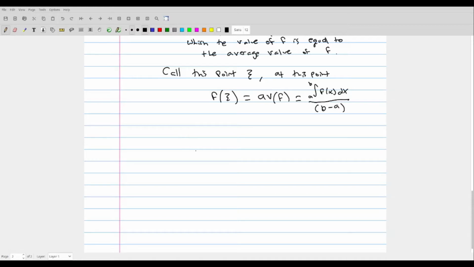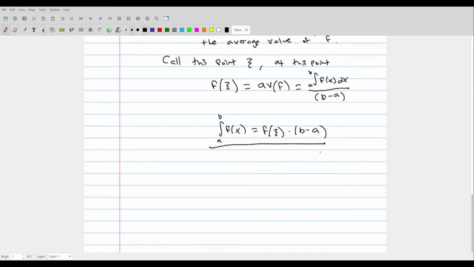We can rewrite this a little bit by saying this is the same equation as saying that at this point, the integral of the function from a to b is equal to f of xi, which is that special point, times b minus a. And so this is guaranteed for us that there exists some point xi that satisfies this equation. Going through and solving for xi sometimes is a tricky procedure, but we're guaranteed the existence of this point from the mean value theorem.